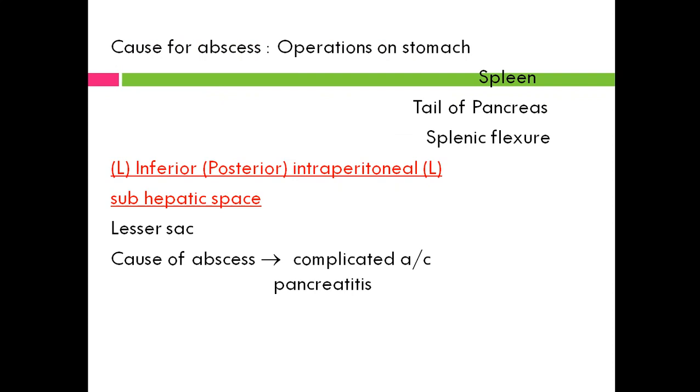Now what are the causes for a left subphrenic abscess? It could be operations on the stomach, spleen, tail of the pancreas, or splenic flexure. Secondary to any of these operations, there can be a collection in the left subphrenic space. Now left inferior or posterior intraperitoneal or the left subhepatic space, it is called the lesser sac. The causes could be, most commonly you get a collection following a complicated acute pancreatitis.